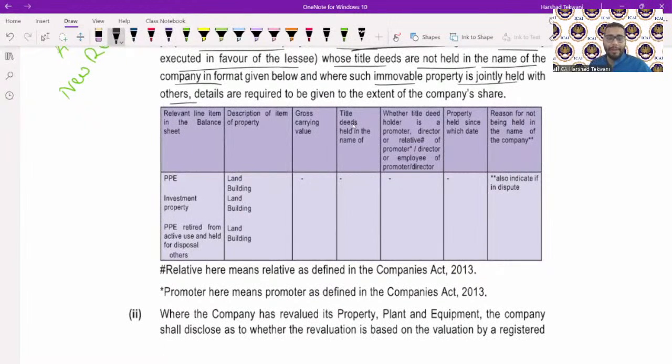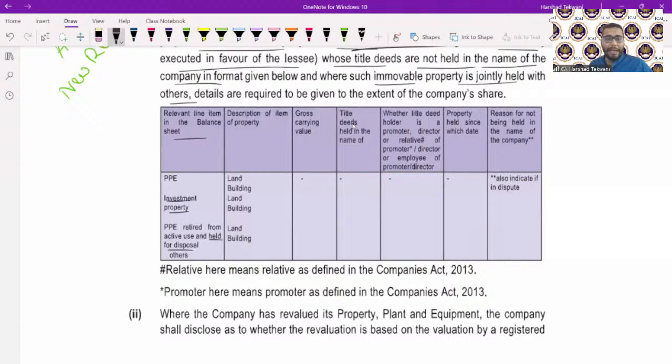Now the detail required over here is the relevant line item in the balance sheet, like whether it's in property, plant and equipment, land. We are talking about immovable property. So property, plant and equipment, land can be there, building can be there, investment property can be there, or property, plant and equipment held for use, held for disposal.